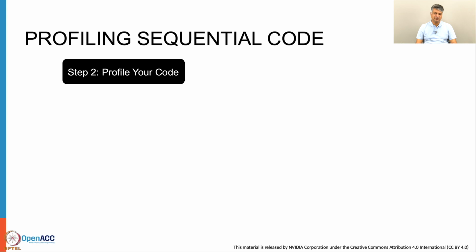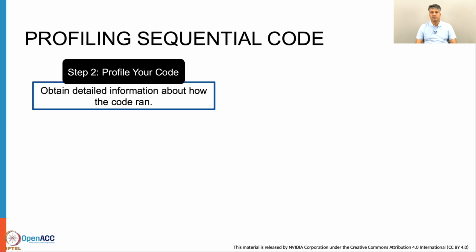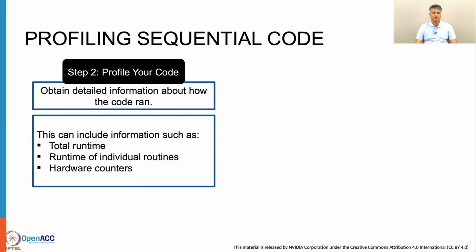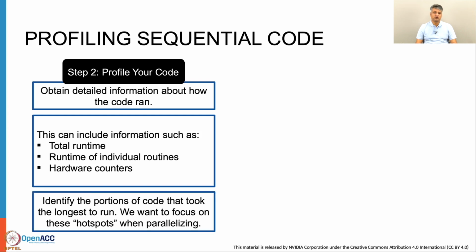Then the second step is to profile the code. So you need to obtain detailed information about how the code runs. This information includes how much the total runtime of the code is, the runtime of the individual subroutines or the functions within the code, and you put in some hardware counters to look at how code is being executed. You then identify the portions of the code that took the longest to run, because we want to focus on these hotspots for parallelizing. Remember, going back to Amdahl's law, your performance gain or your speed up is limited to what sections of the code that you can actually parallelize, right? So, you want this code to be as big as possible.